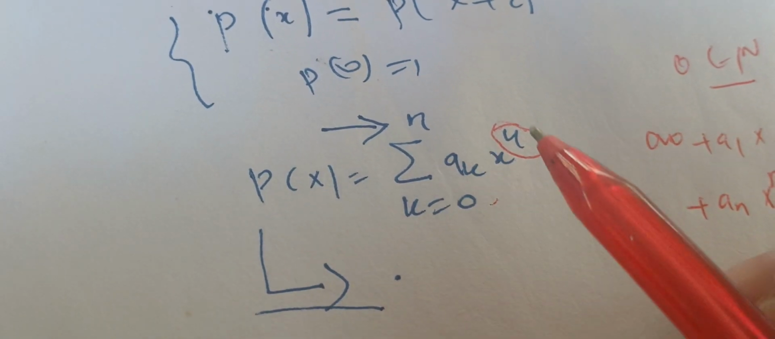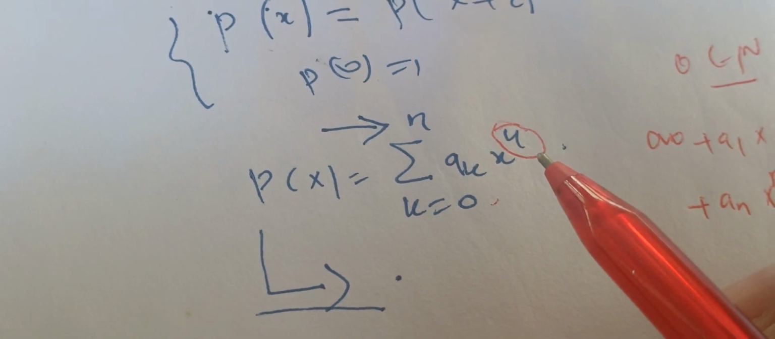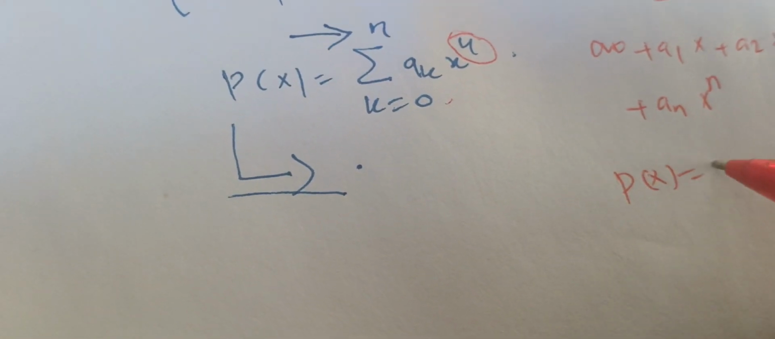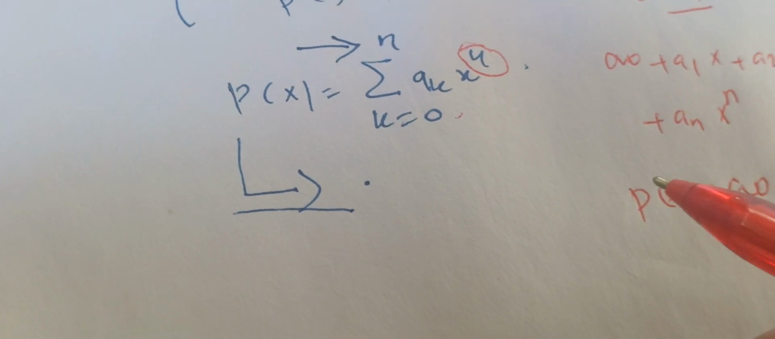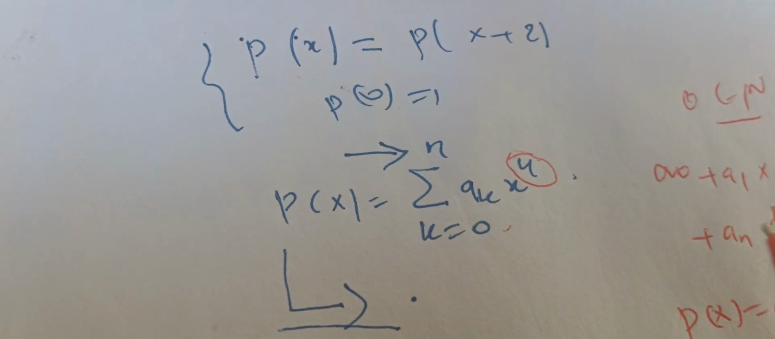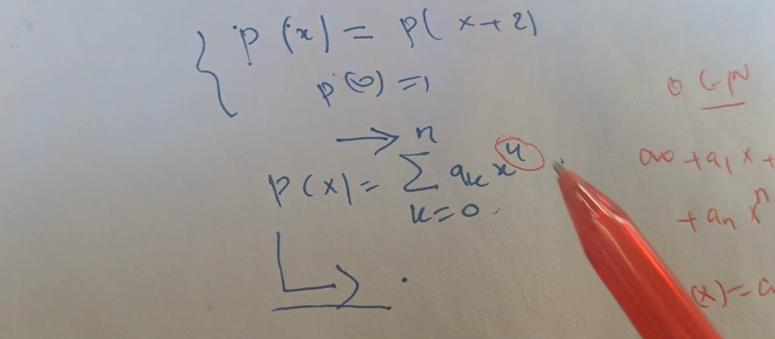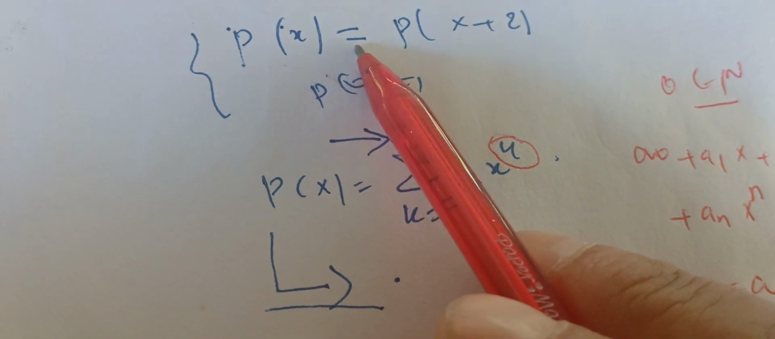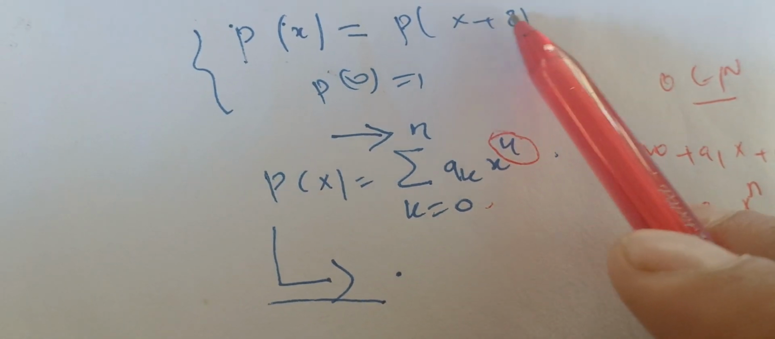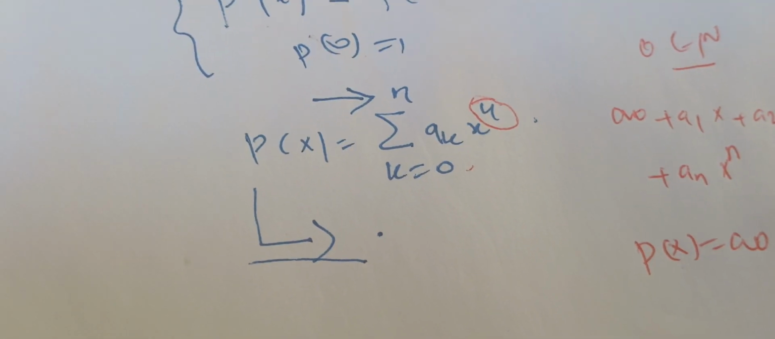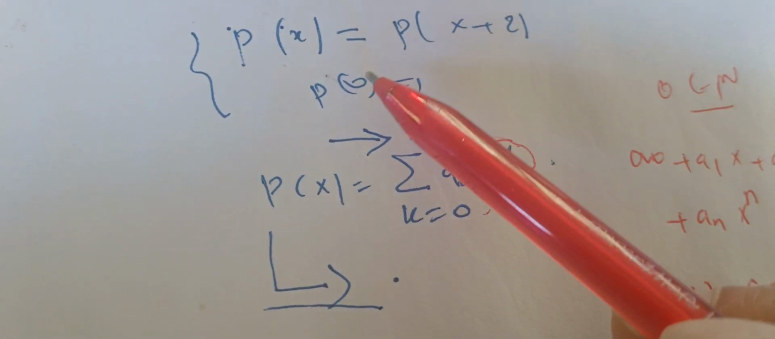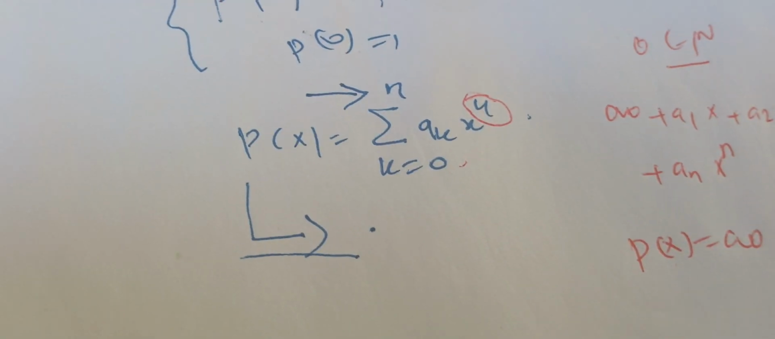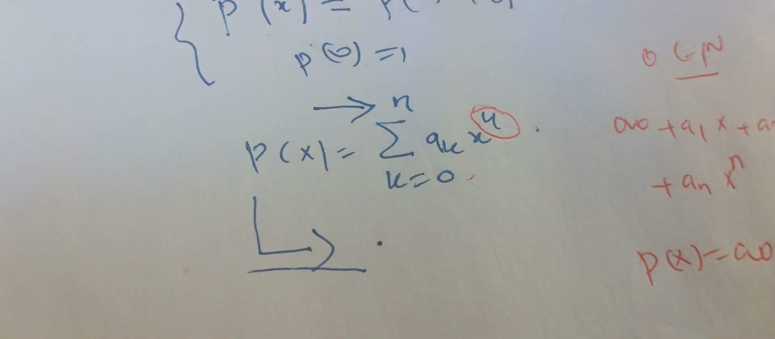We're going to start with the constant polynomial. So let's say that we have p(x) is a sub 0, the constant polynomial, and we're going to see if this one satisfies these conditions. So we see here that we have p(x) = p(x+2). This is satisfied since this is a constant polynomial, and we need to have this condition here.